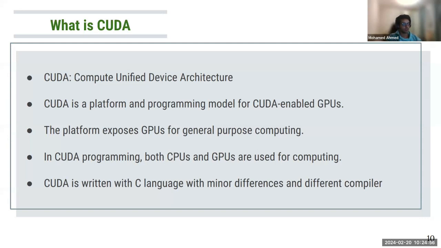CUDA also uses CPUs and GPUs at the same time. CUDA looks like the C language. If you have coded in C before, you will see there is only a minor difference between them. However, CUDA has a different compiler. NVIDIA made a different compiler to compile CUDA.